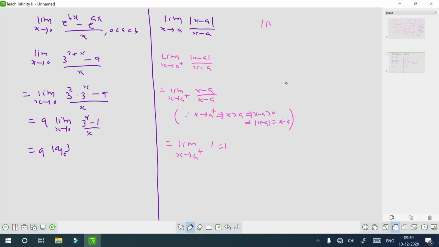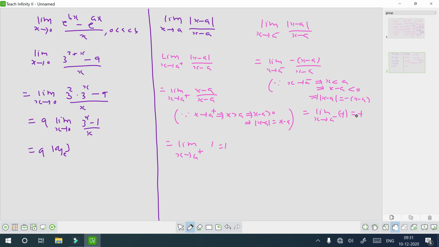Let us say left hand limit. Limit x tends to a minus magnitude of x minus a over x minus a. That is equal to limit x tends to a minus, that is minus of x minus a over x minus a. Why? Because x tends to a minus implies x less than a, implies x minus a less than 0. This implies magnitude of x minus a is equal to minus of x minus a. Because we know that mod x is equal to minus x whenever x is less than 0. So once again that is equal to limit x tends to a minus minus 1. So that is equal to minus 1.